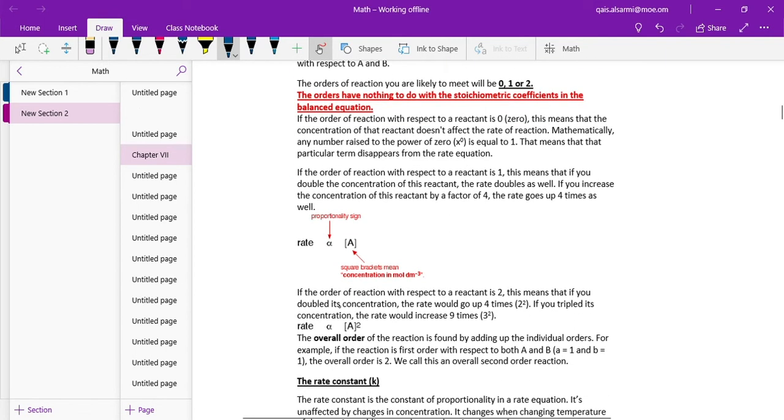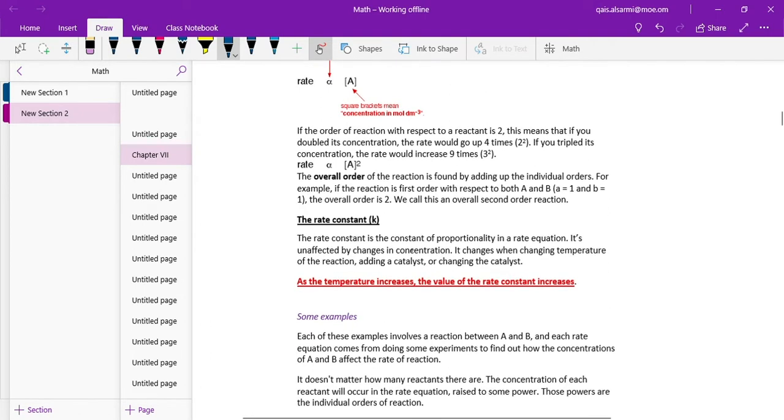And finally, if the order with respect to the reactant is 2, this means that if you double that concentration, the rate would quadruple, would go 4 times up, which is 2 power 2. If you triple A, then the rate would increase by a factor of 9, 3 power 2. So whatever you apply to A is going to be raised to the power of 2 if the reaction is second order with respect to that reactant.